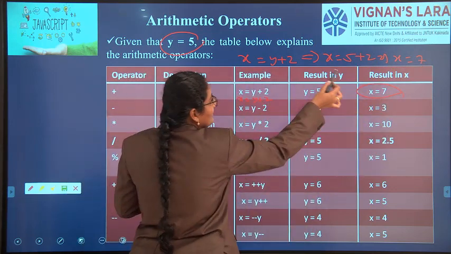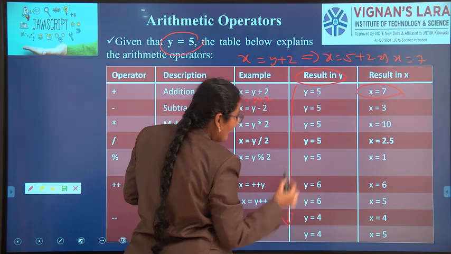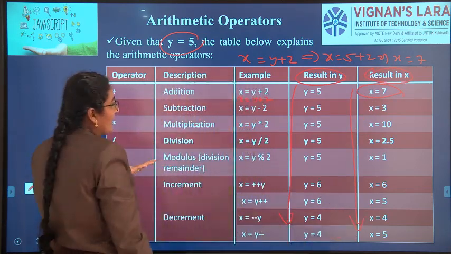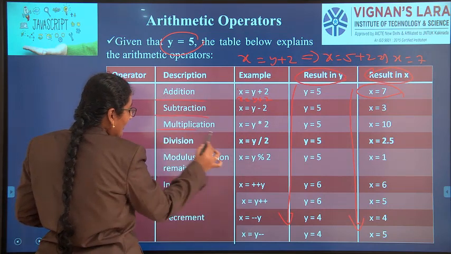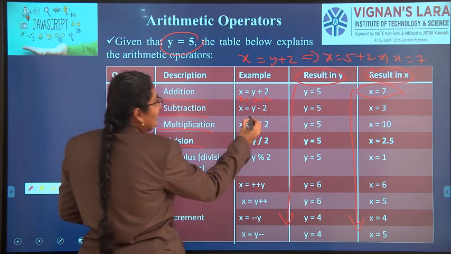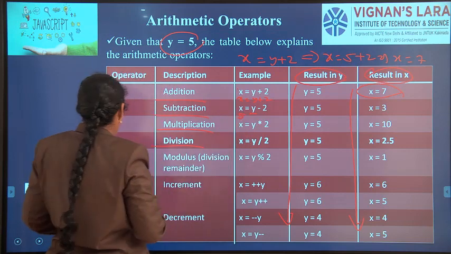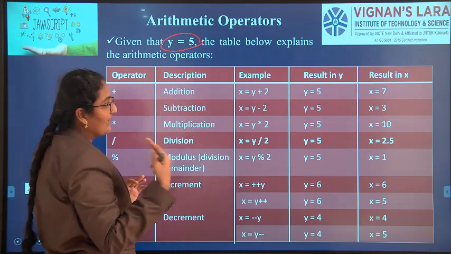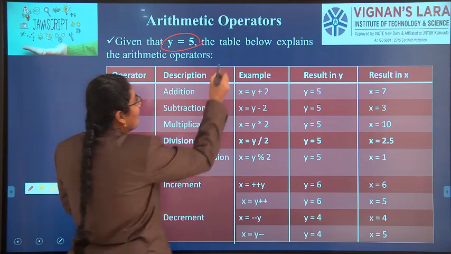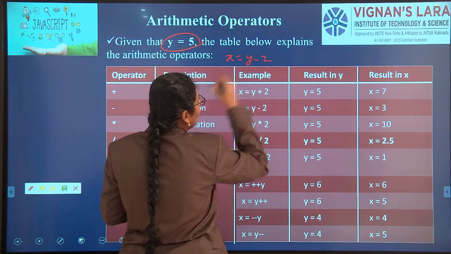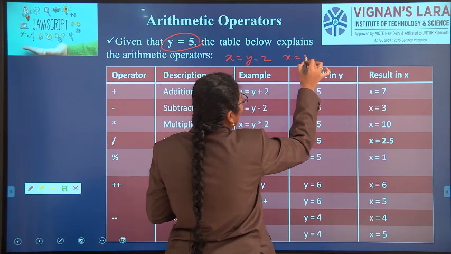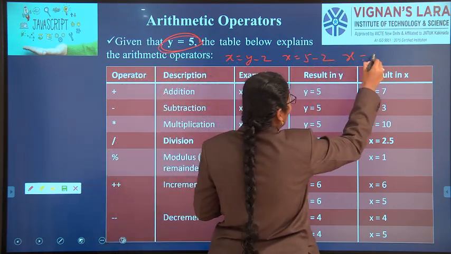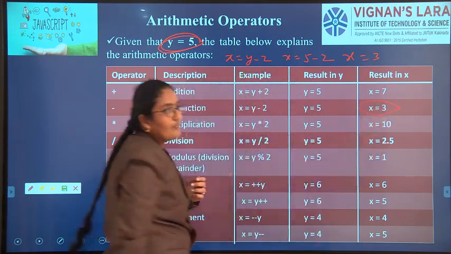We are giving the result in y and also the result in x. If you want to perform any operation, in every expression assume the y value 5 because we have taken y as 5. Subtraction is also the same. x equal to y minus 2 is your expression. x equal to 5 minus 2 it will become, because we have taken y value 5. x equal to 3 we will get. That is the result of x.